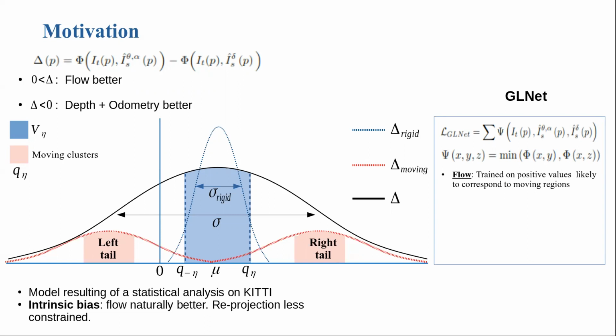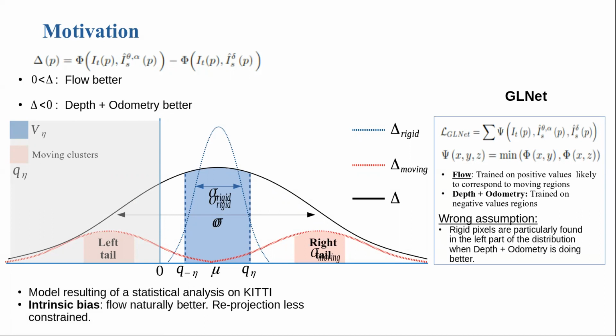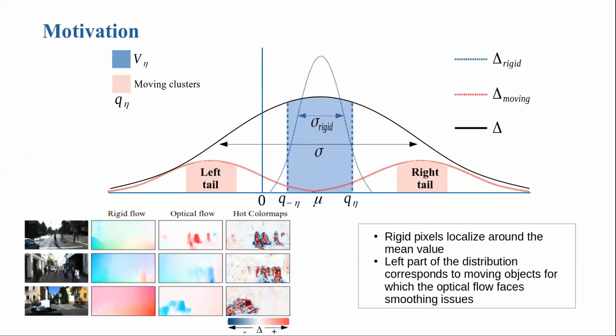And the underlying assumption is that positive values correspond to moving regions and the flow should only be trained on them, whereas negative values correspond to rigid pixels and the depth with odometry should only be trained on them. This assumption is wrong because, as the statistical analysis on KITTI and the following hot color maps show us, rigid pixels are actually localized around the mean value, whereas the left part of the tails corresponds to moving objects for which the optical flow faces smoothing issues.